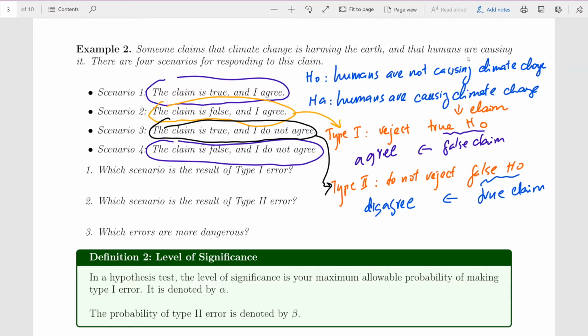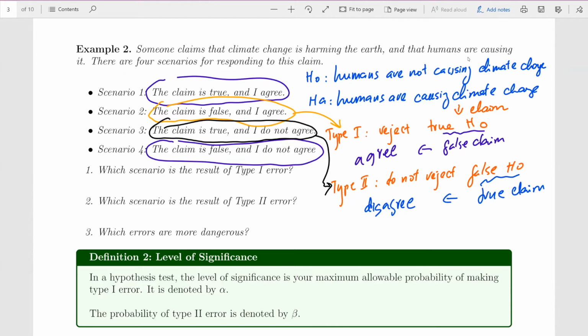So I will disagree that humans are causing climate change. So that means I think that humans are not causing climate change. But in fact, humans are causing climate change. So that means I'm not trying to protect the environment, right? I'm not trying to act on climate change, or take activities in order to reduce the harms of climate change.